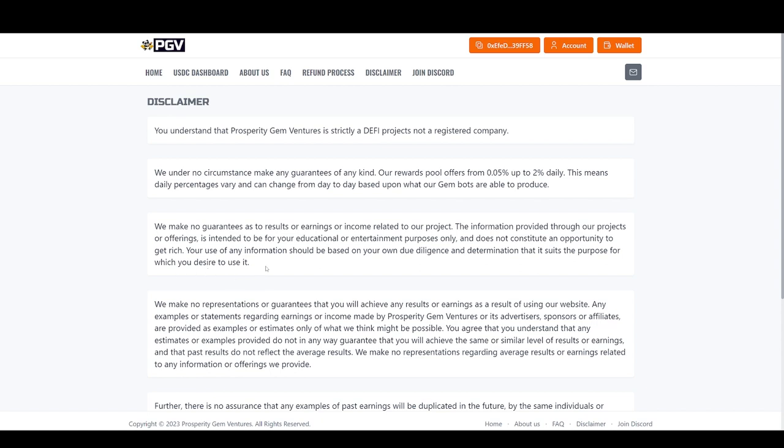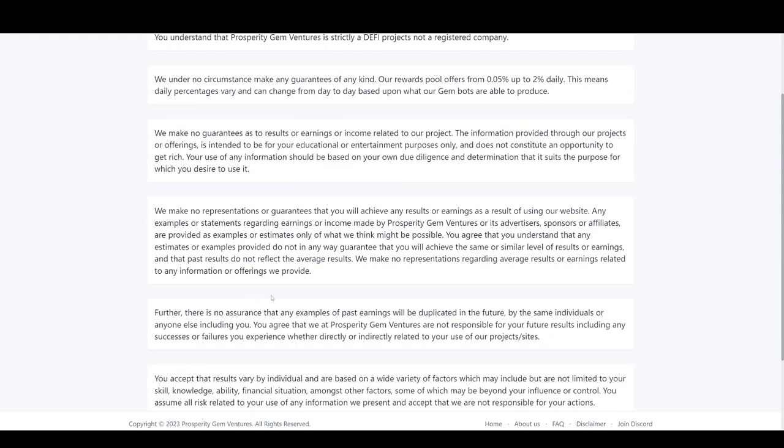They're just saying here, they're presenting a platform with certain criterias and you dream about your wonderlands in any way that you want. We make no representations or guarantees that you will achieve any results or earnings as a result of using our website. Any examples or statements regarding earnings or income made by Prosperity Gem Ventures or its advertisers, sponsors, or affiliates are provided as examples or estimates only of what we think might be possible.